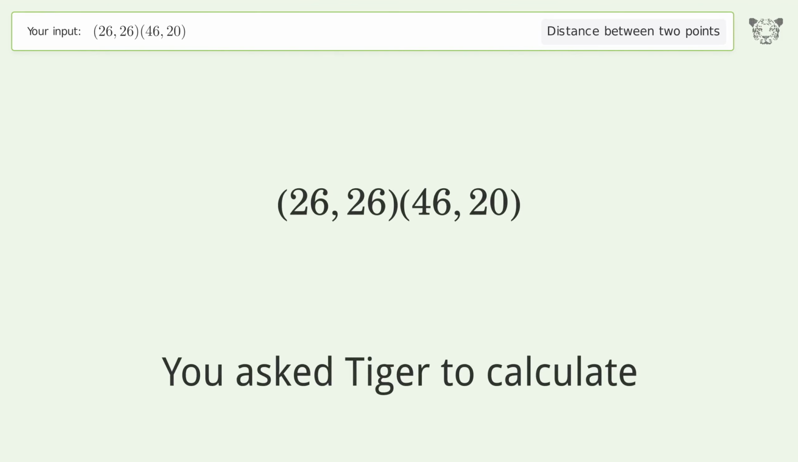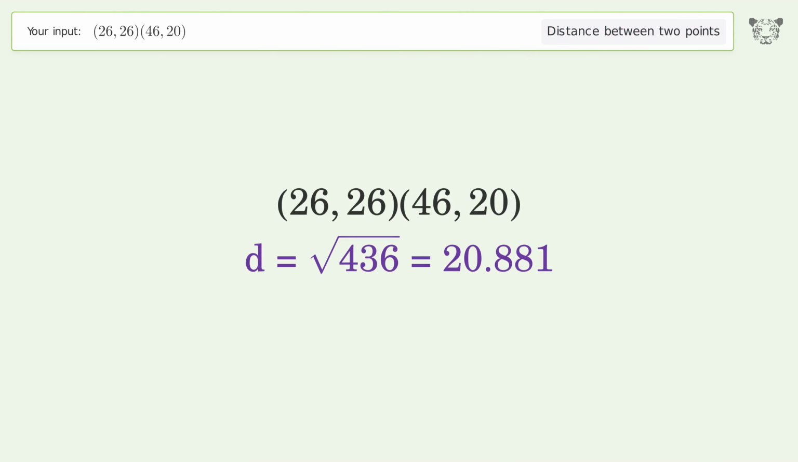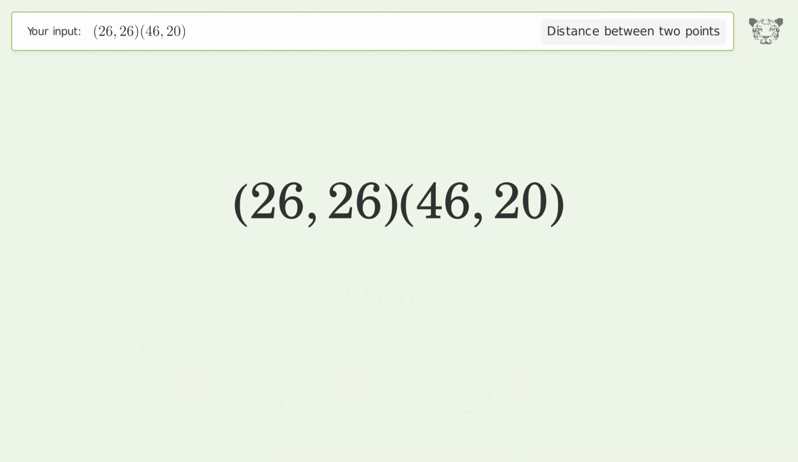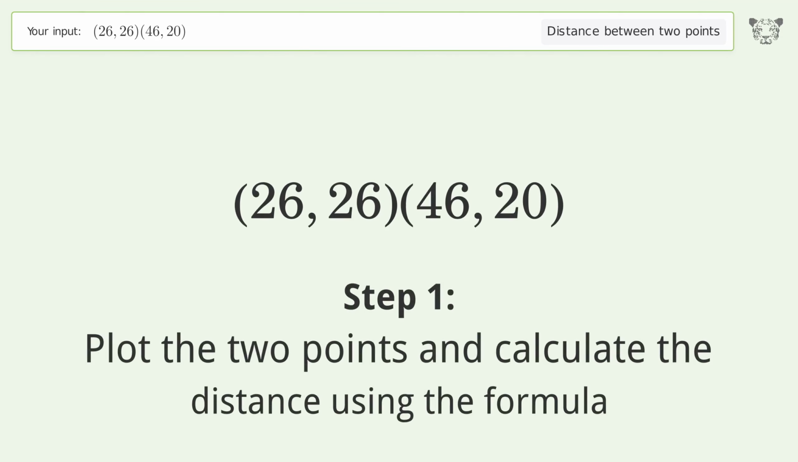You ask Tiger to calculate. This deals with the distance between 2 points. The distance between the 2 points is the square root of 436, or 20.881. Let's solve it step by step. Plot the 2 points and calculate the distance using the formula.